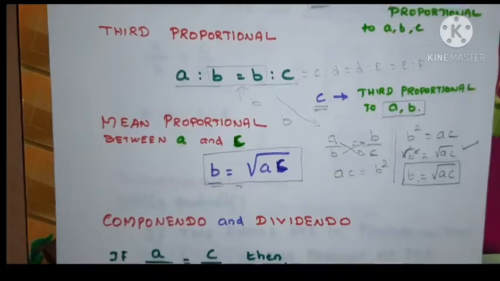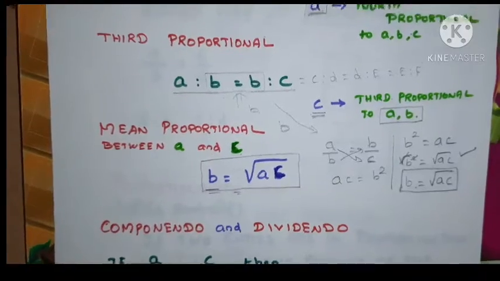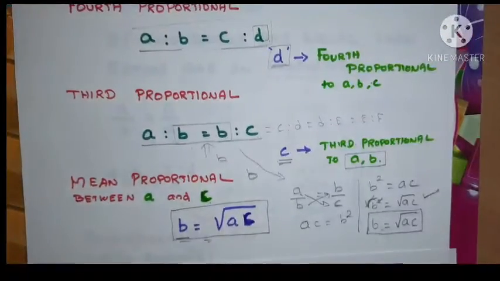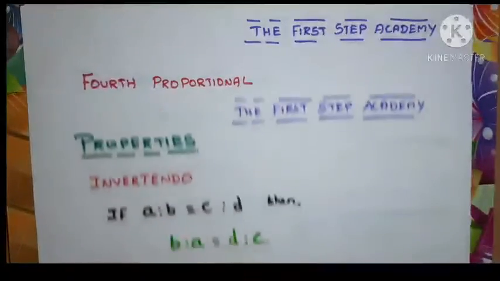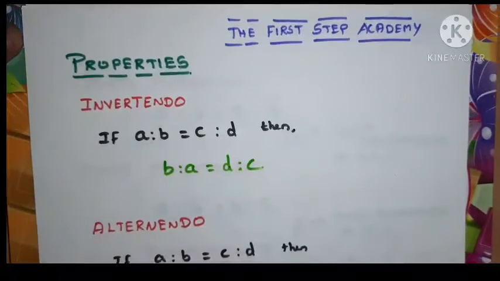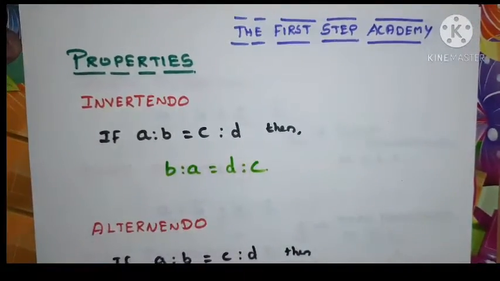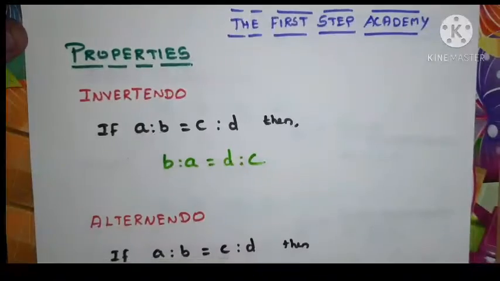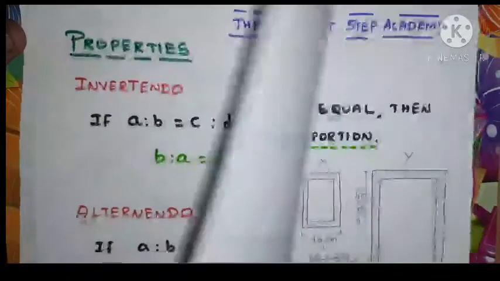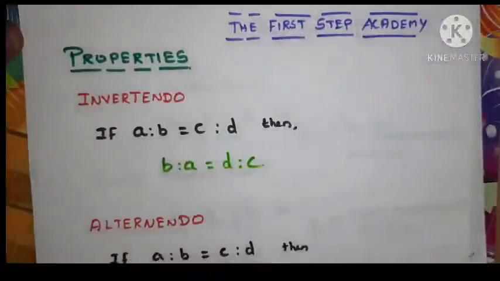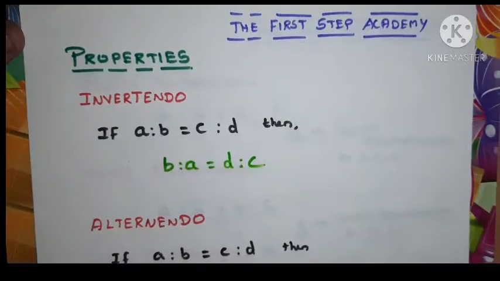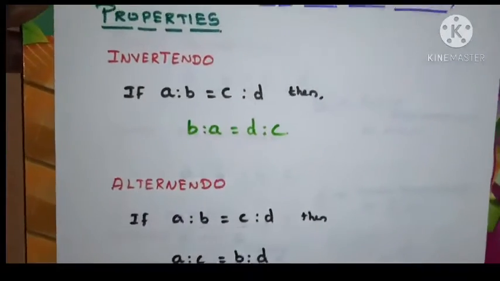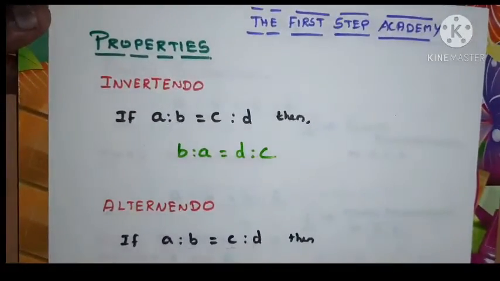Fine. Next, what we are going to see are the important properties of this proportion. Already we have seen one property, called the cross product rule, or we can call it the proportionality law. Now we are going to see the other properties, called invertendo.